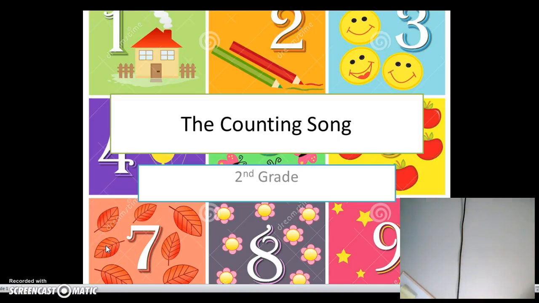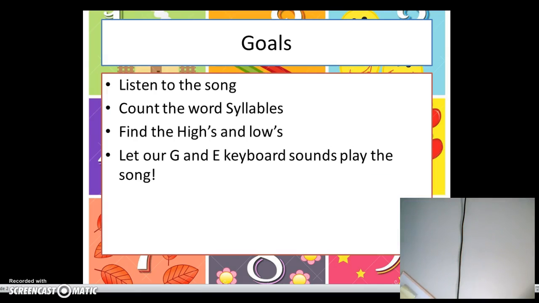Today, for second grade, we are going over the counting song. It's a new song, so let's pay attention closely. We are going to listen to the song today. We will count the word syllables. We will find the highs and lows in our counting song. And we will also let our G and E keyboard sounds play the song for us.